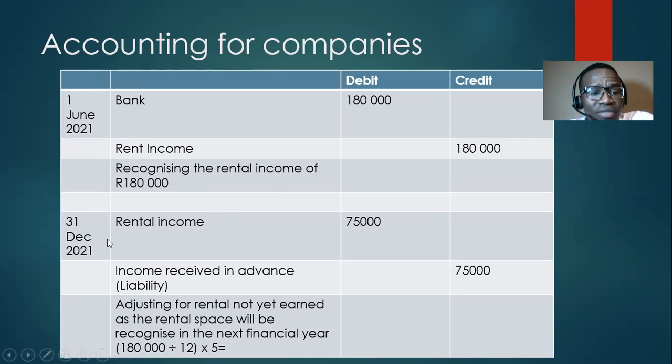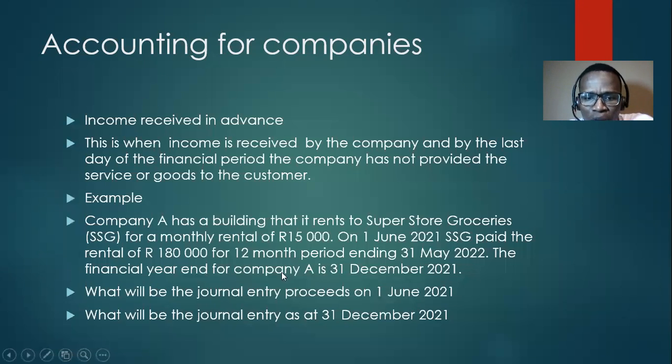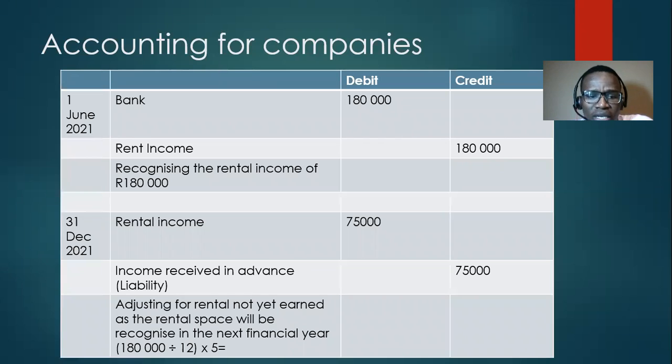Then on the 31st December 2021, the company will need to make sure that it made an adjustment to that rental. Remember, from the 1st of June until 31 December is going to be 7 months: June, July, August, September, October, November, December. So it's 7 months, whereas they paid the rental for 12 months. So it means the other 5 months need to be adjusted as they fall in the next financial period.